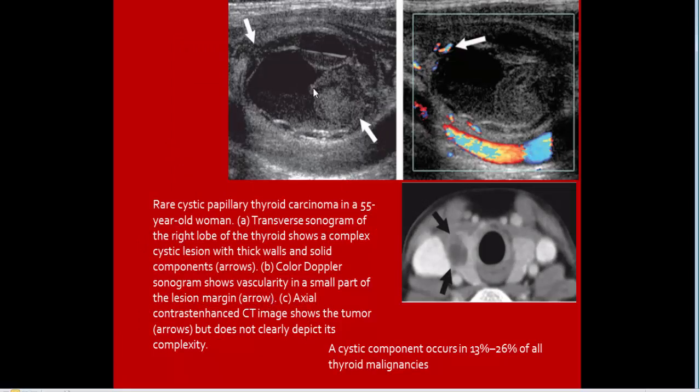As we see, the right lobe shows a complex cystic lesion with a thick wall and solid component. Color Doppler shows vascularity in a small part of the lesion margin, and we see axial contrast-enhanced CT shows the tumor but does not clearly depict its complexity. Cystic component occurs in 13 to 26% of all thyroid malignancy.